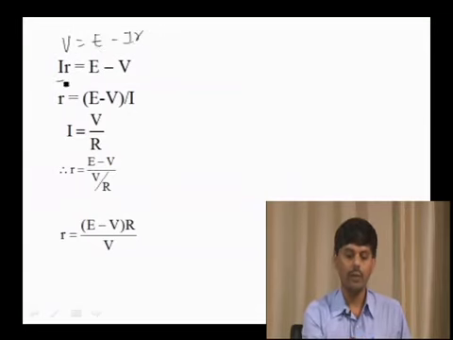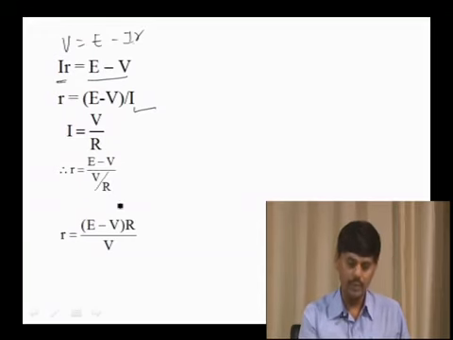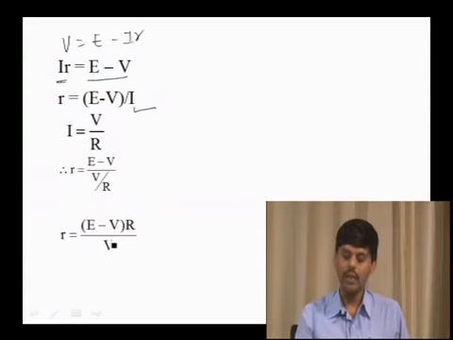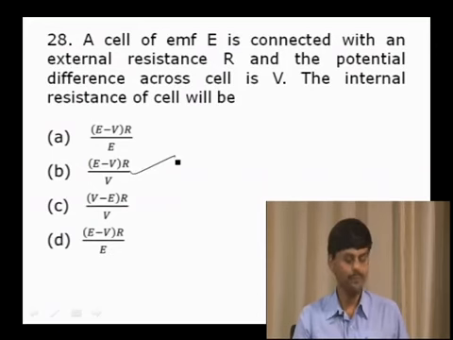If you shift Ir over here, it becomes E minus V. Therefore, r is equal to (E minus V) divided by I. But we know from Ohm's law that I is equal to V by R. In place of I, you substitute V by R. R will go up. It becomes (E minus V) into R whole divided by V. Therefore, the correct option is B. This is the correct option.